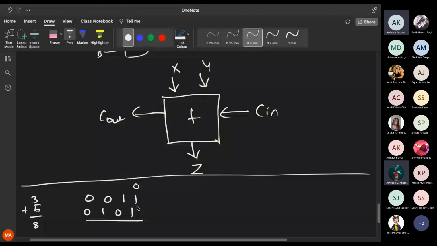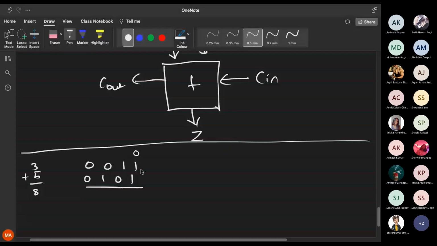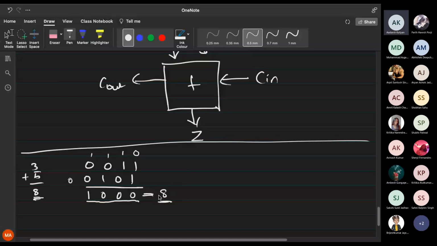0 with carry 1. What about this case? 0, carry 1, 0, 0: 1 with carry 0. 1, carry 0: 1. यही output आएगा आपका. So this is nothing but 8. Are we supposed to get 8 as the answer? Are we getting 8 as the answer? Yes, sir. So is the full adder working fine? Yes, it is working fine.